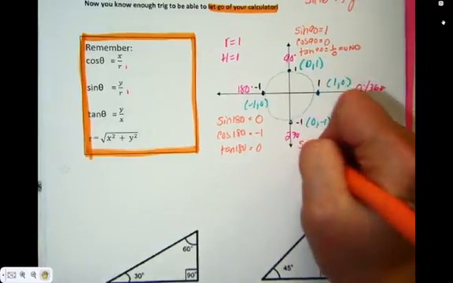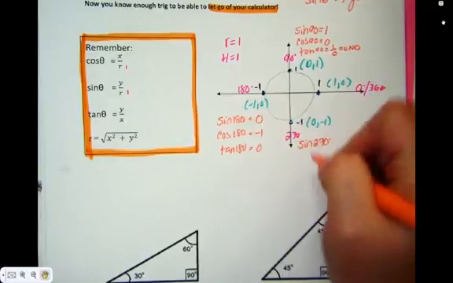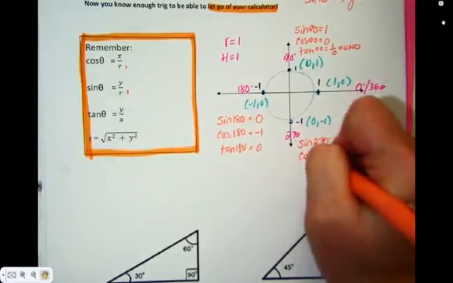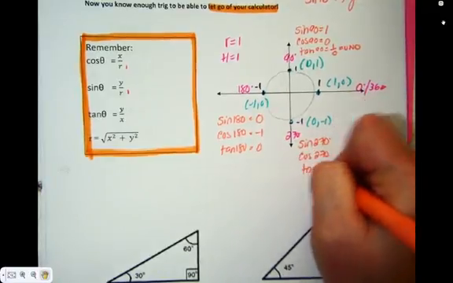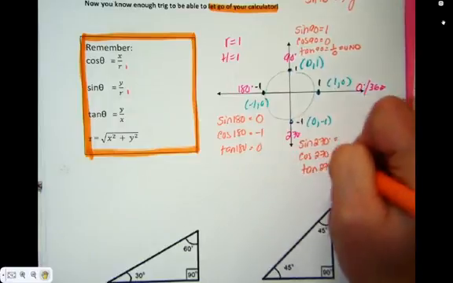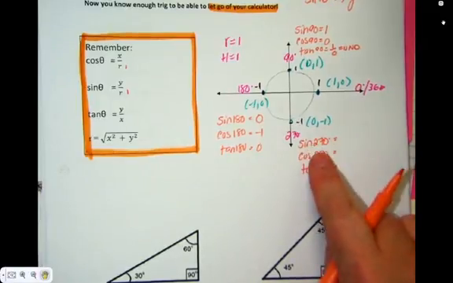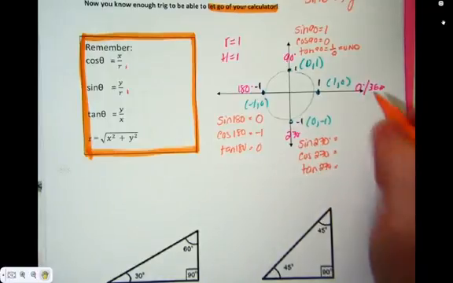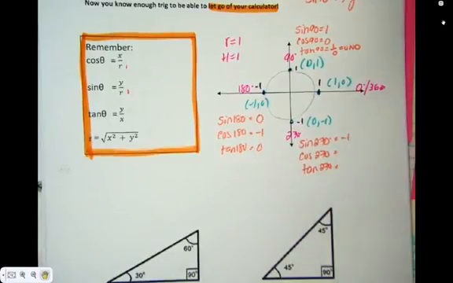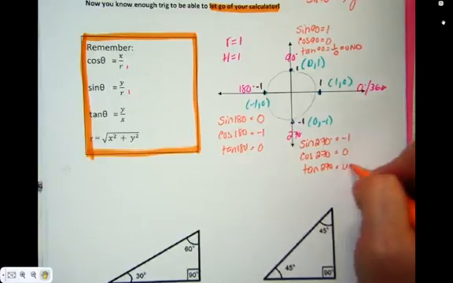Bottom of the circle, sine 270 first, cos 270, tan 270. Sine of 270 is the same as the y value, so it has to be negative 1. Cos is the same as the x value, so it is 0. And tan comes from dividing the y by the x, undefined.